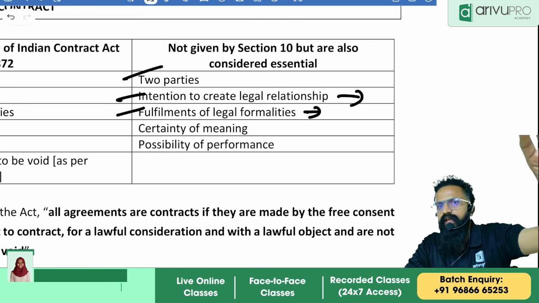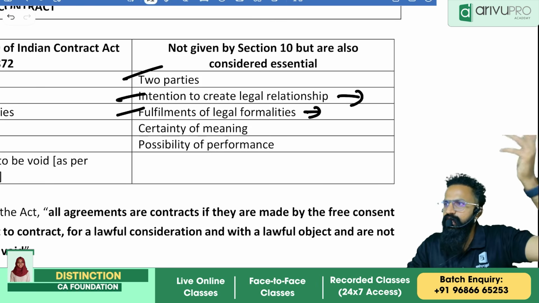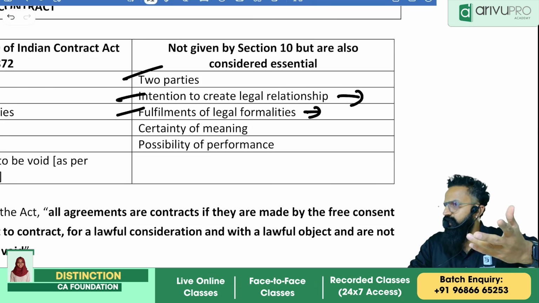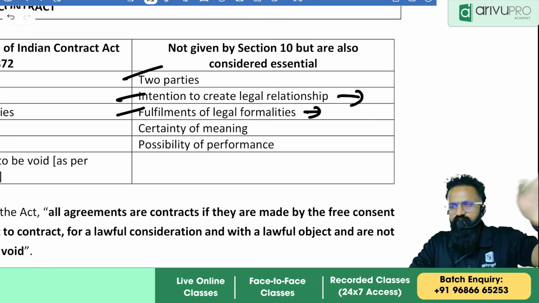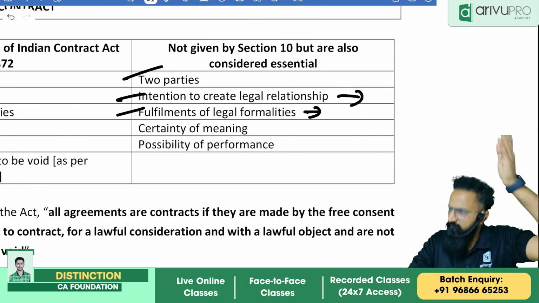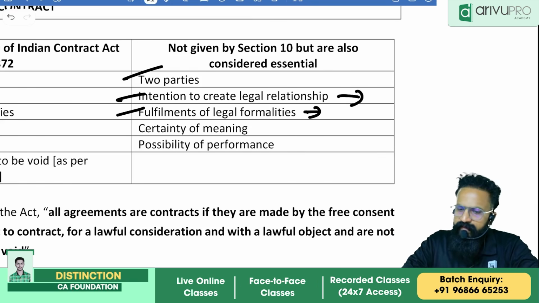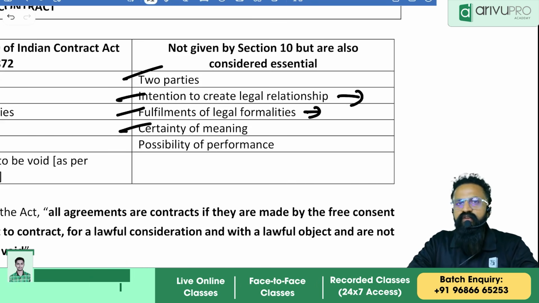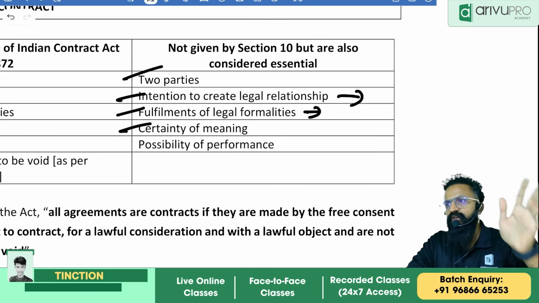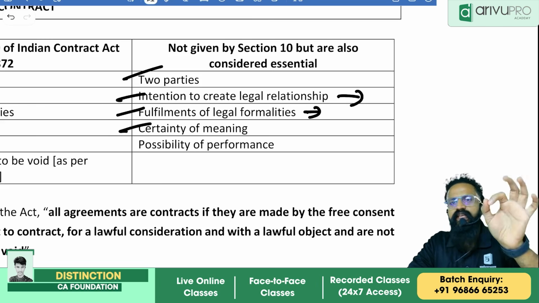For example, insurance contracts have to be in writing, so it has to be in writing. But in general, oral contracts are also valid, no? But when insurance contracts are specifically required to be in writing, it has to be in writing. Next is certainty. The contract has to be certain, not vague. 5 liters of oil is vague. 5 liters of groundnut oil is certain.